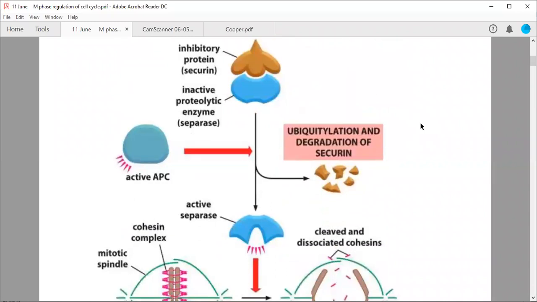First of all, two proteins make an inactive complex. One protein is called securin, another protein is called separase.